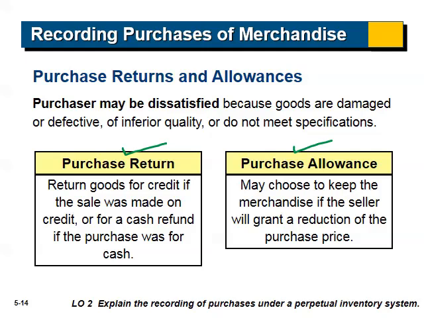Maybe you find out, I remember once I bought a couch, and it turns out there was a little rip in the back, and the guy said, well, you can return it, or I can just give you $100 off the price. And it was in a spot we really couldn't see it, so I took the $100. That would be called a purchase allowance.